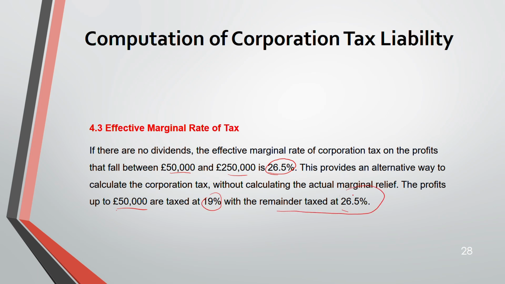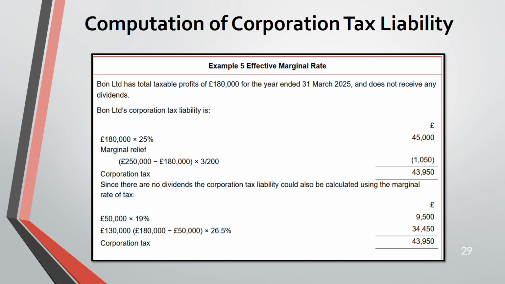There is an alternative way of calculating this. That's what they are just showing. So now we'll calculate this based on the alternative method. TTP is 180, no dividend. Let's calculate using the two methods. But if you see, the corporation tax is 43,950, whatever method you use is the same.